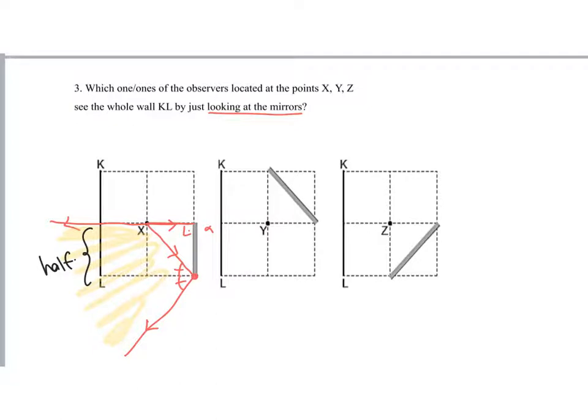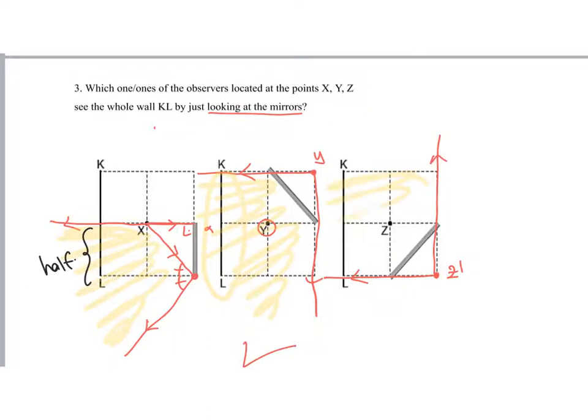And in the second one, I take the symmetry of the observer Y, draw two lines to the edge of the mirror, and this area is where the observer can see. So you see that you can see all of the KL, so it is okay. And the third one, take again the symmetry of Z, draw two lines to the edge of the mirror, and this area is where the observer Z can see. So you see that it is all in the vision.